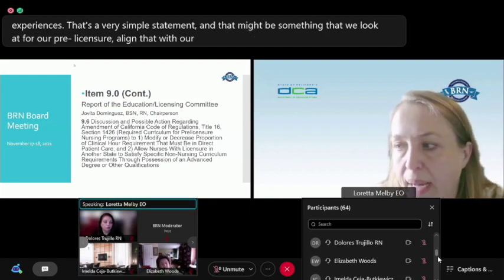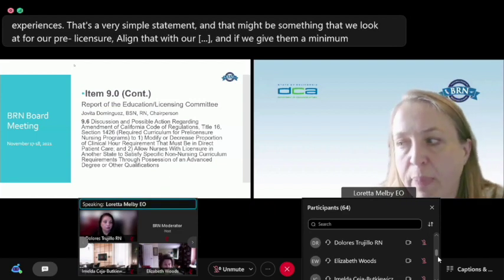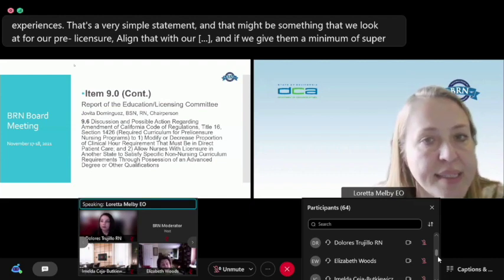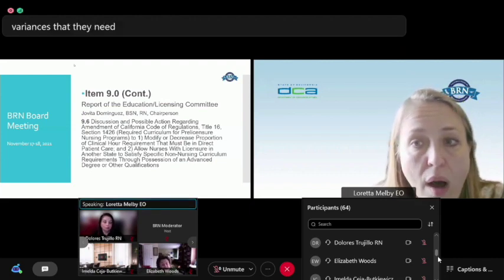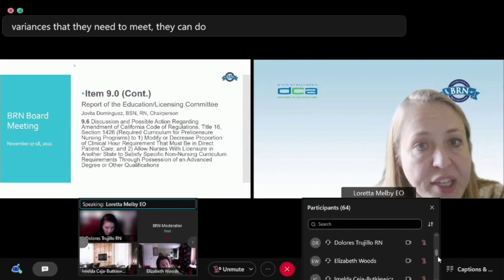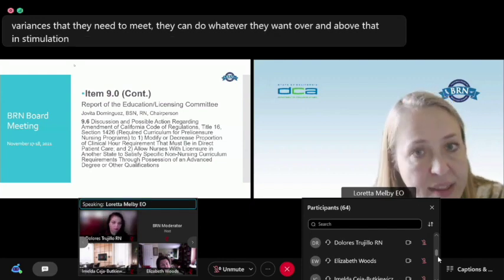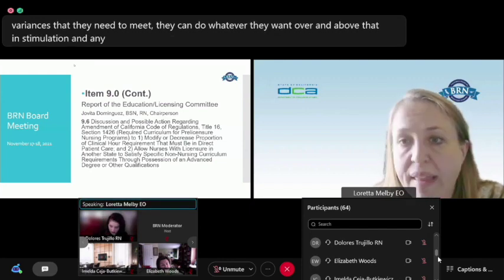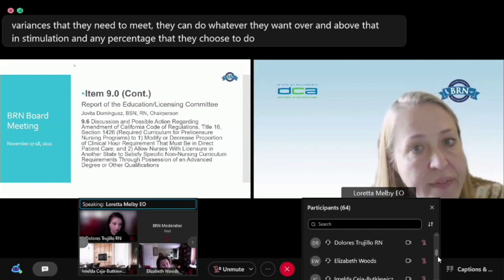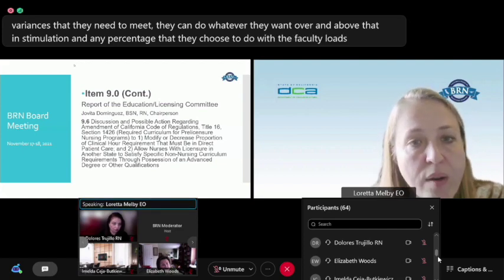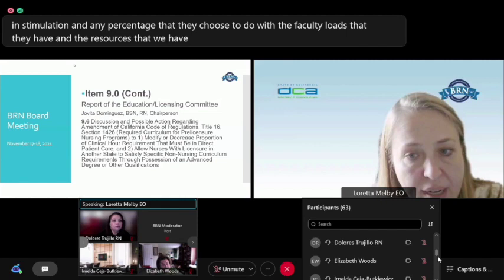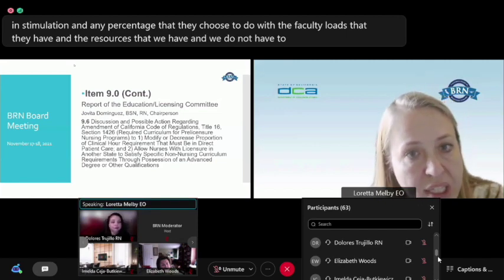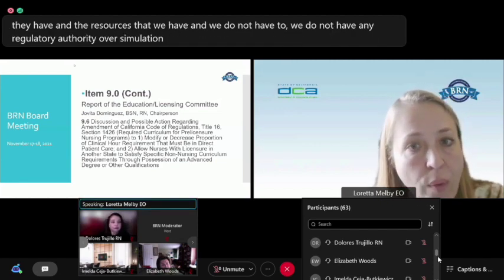And if we give them a minimum of supervised direct patient care experiences that they need to meet, they can do whatever they want over and above that in simulation, in any percentage that they choose to do with the faculty loads that they have and the resources that we have. And we do not have any regulatory authority over simulation, and we can keep it that way.